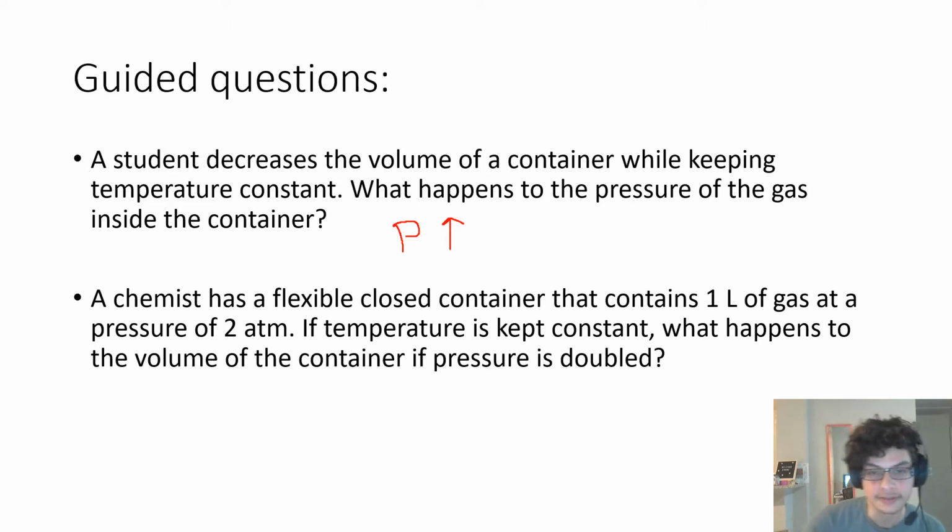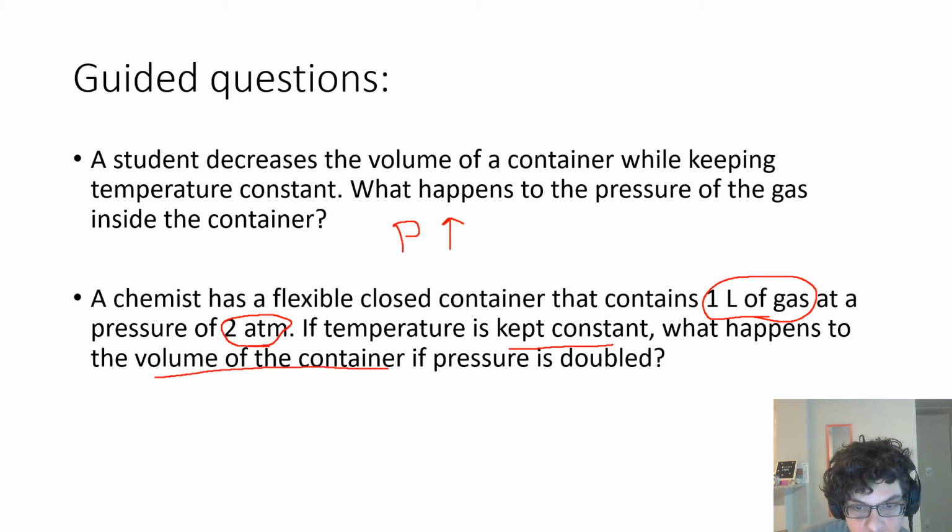A chemist has a flexible closed container that contains 1 liter of gas at a pressure of 2 atmospheres. If temperature is kept constant, what happens to the volume of the container if the pressure of the gas is doubled? You can do this in your head if you just remember that relationship. If pressure goes up, volume goes down. So if pressure is doubled, volume has to go down at the opposite of doubled, which is halved.